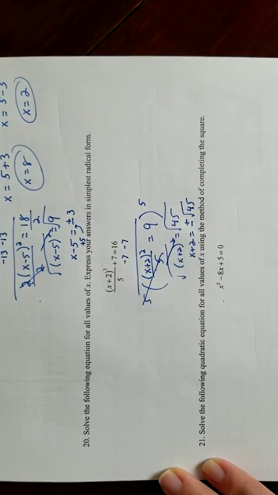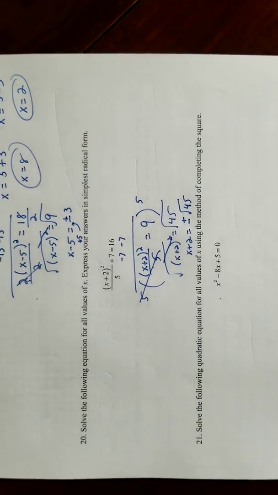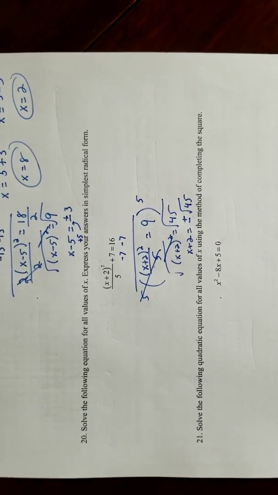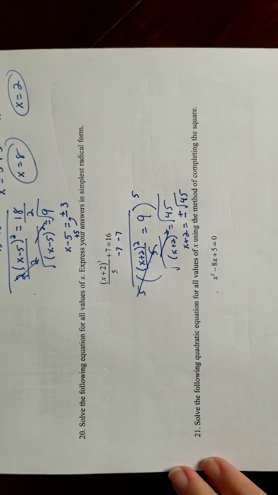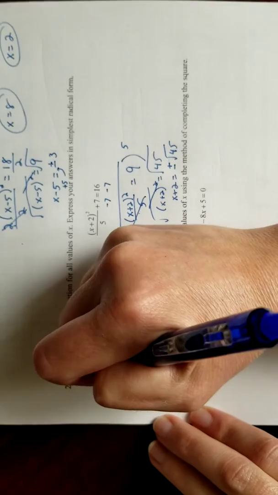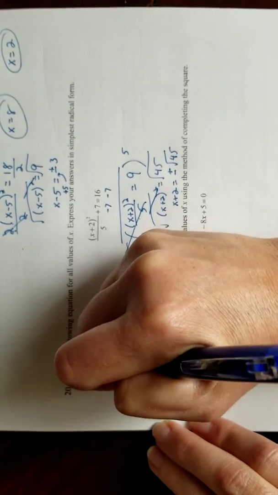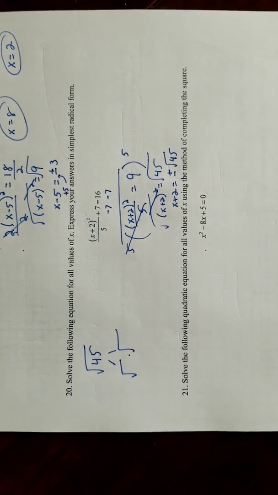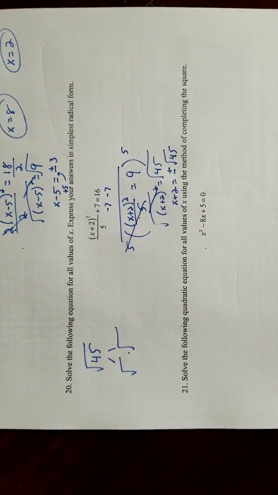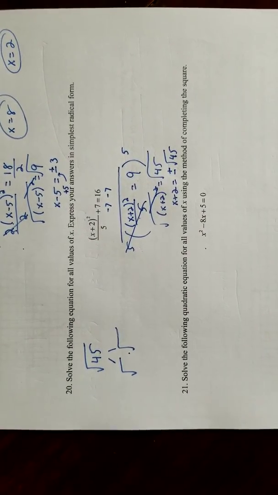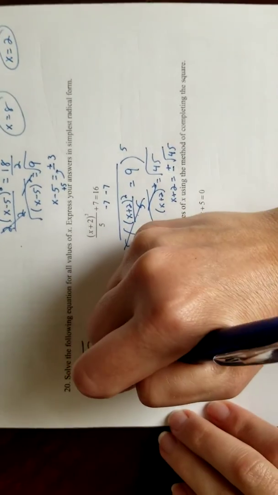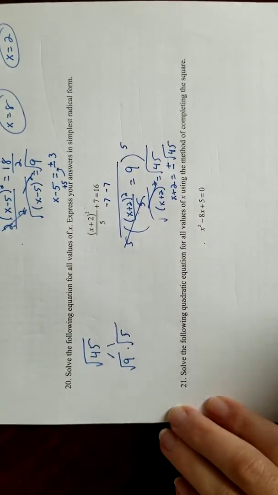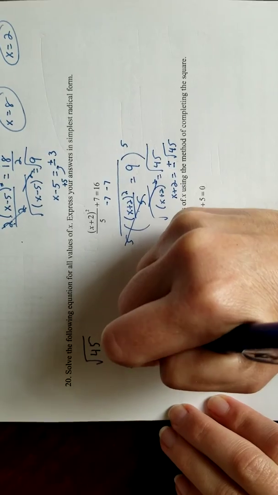45 is not a perfect square. We also need to think about, is there a perfect square inside 45? So I'm going to come out to the side here and look at the square root of 45 and take out the perfect square. Remember, you want to take out the biggest perfect square. And I'm thinking 9 times 5. 9 is my perfect square. The square root of 9 is 3, so that gives me 3 square root of 5.